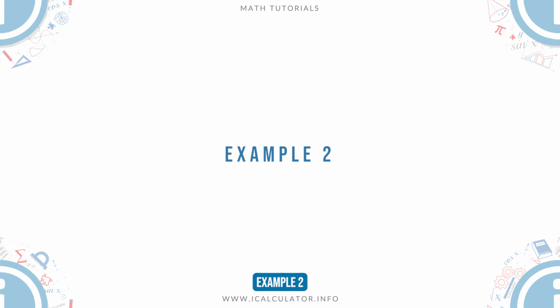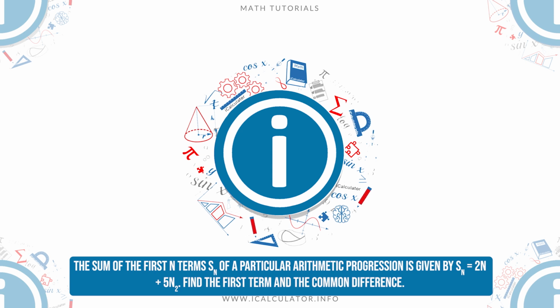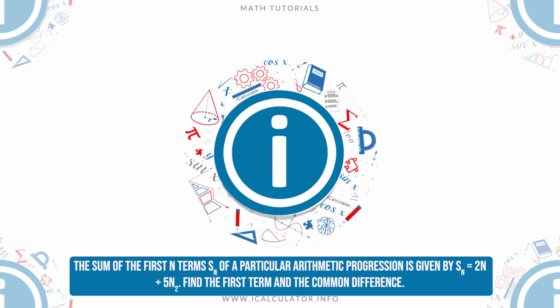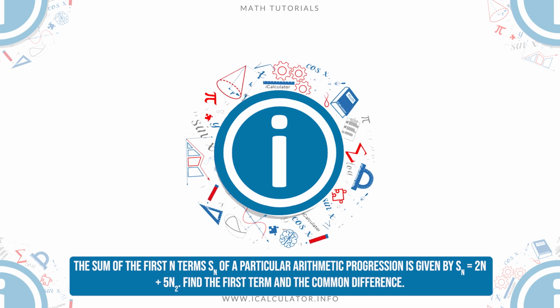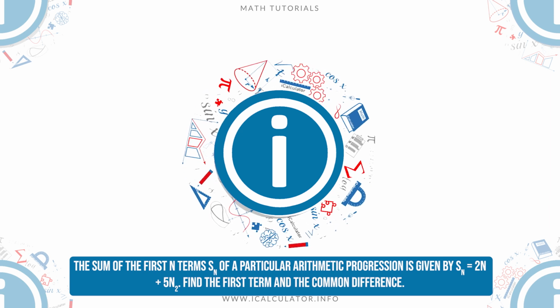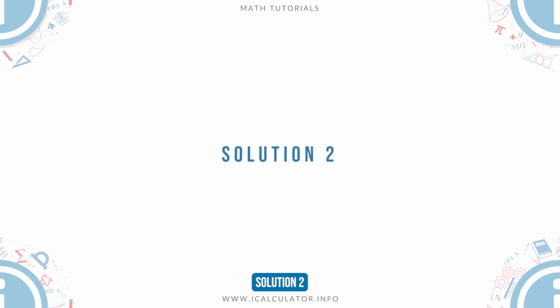Example 2. The sum of the first n terms S_n of a particular arithmetic progression is given by S_n equals 2n plus 5n squared. Find the first term and the common difference. Solution 2.